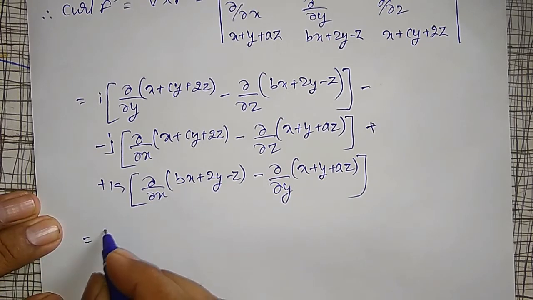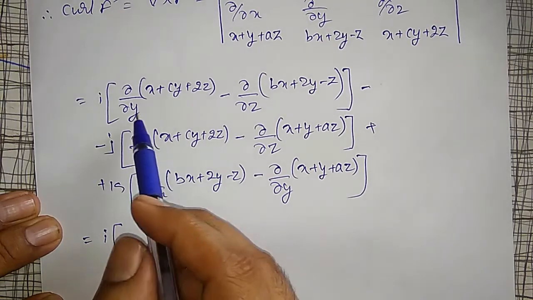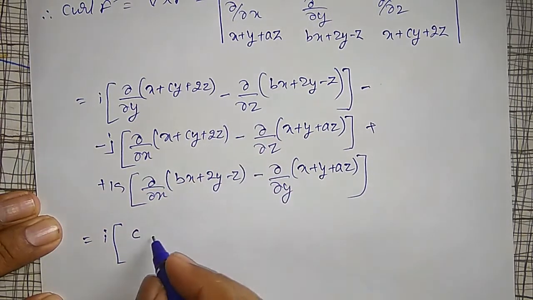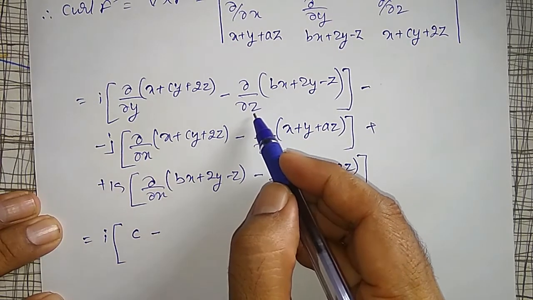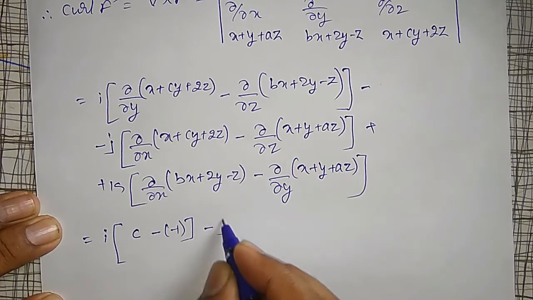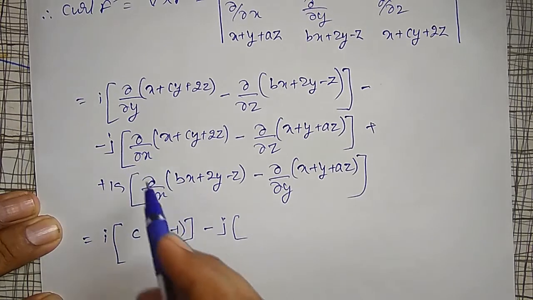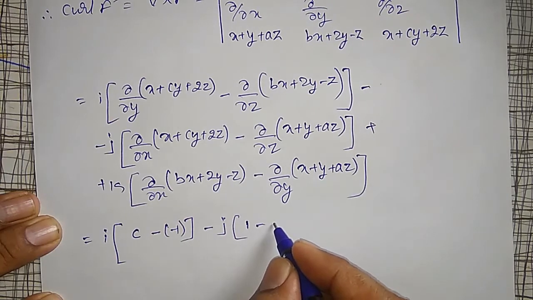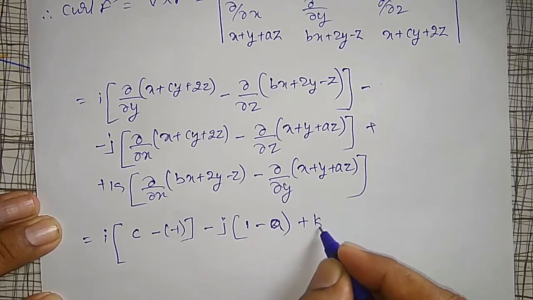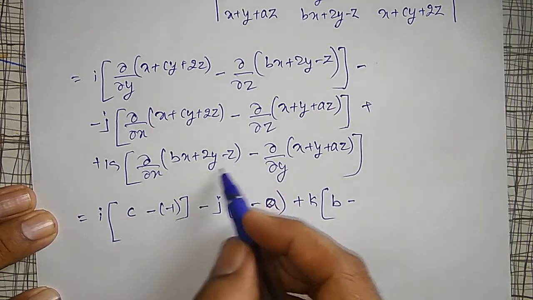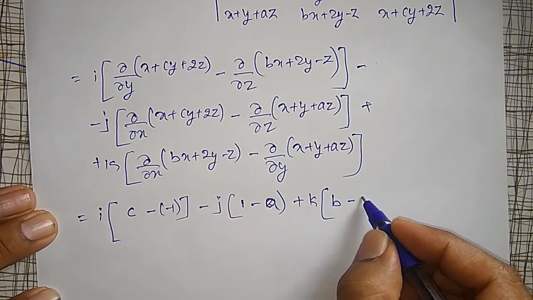Let me simplify this and take the partial derivatives. i into the partial derivative with respect to y, which is 0 plus c plus 0, minus the partial derivative with respect to z, which will become minus 1. Minus j into the partial derivative with respect to x, which will become 1, and the partial derivative with respect to z will become a. Plus k into the partial derivative with respect to x, which is b, other terms are 0, and the partial derivative with respect to y will become 1.